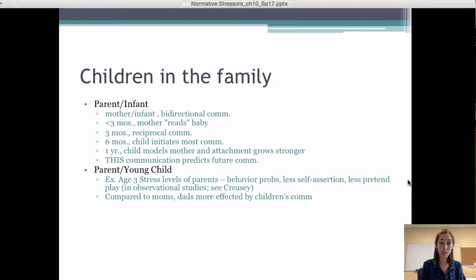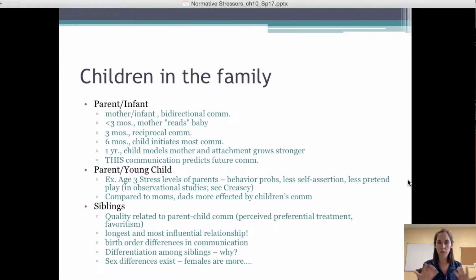When the parents are stressed out, this is what I see in the kids. So it shows you how these two things go together. Also, compared to moms, dads are more affected by their children's communication. So we look at what children are doing, and then we see parents' responses. We see that dads' behavior and their feelings change more based on what the kid is doing, where moms tend to stay at the same level in terms of their own affect.